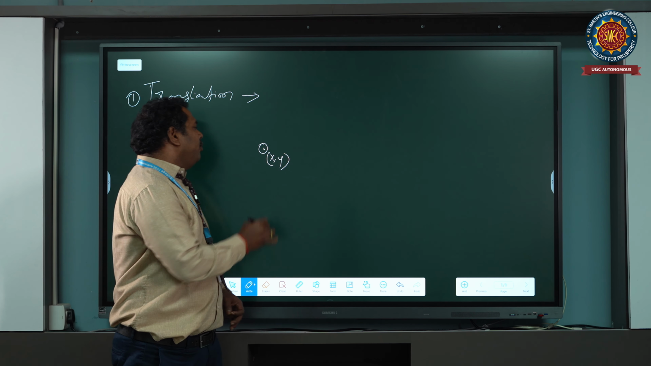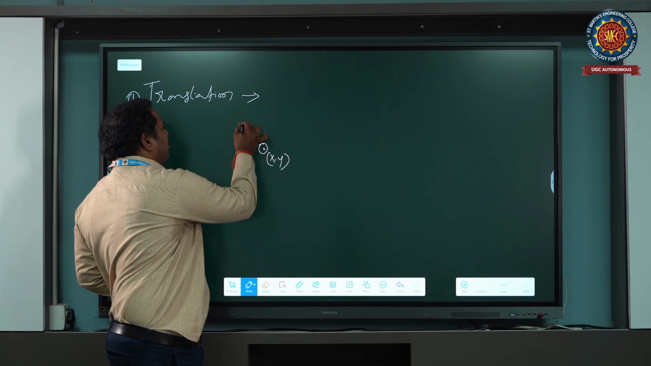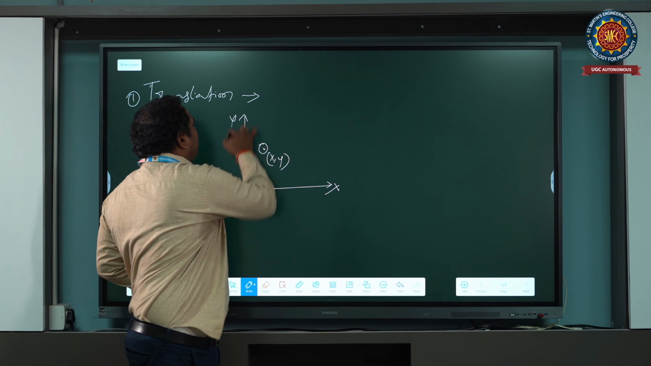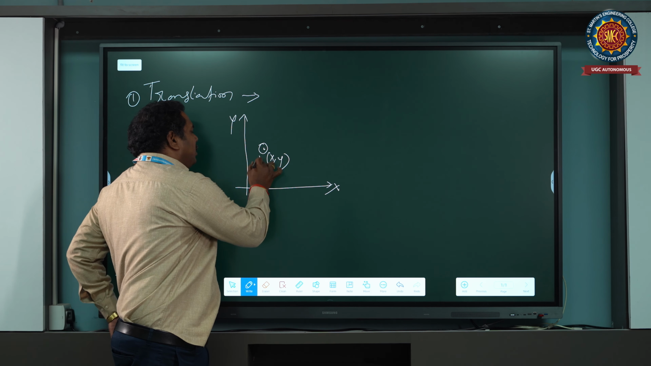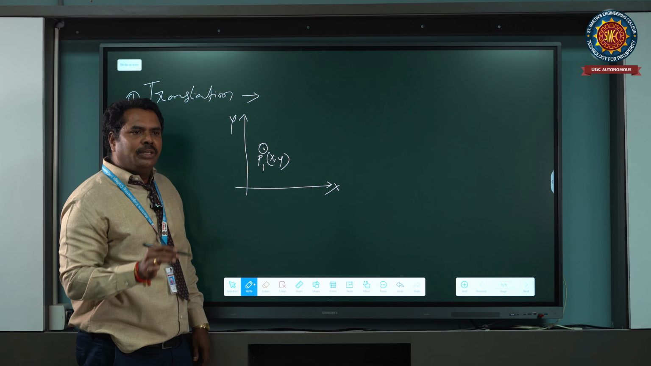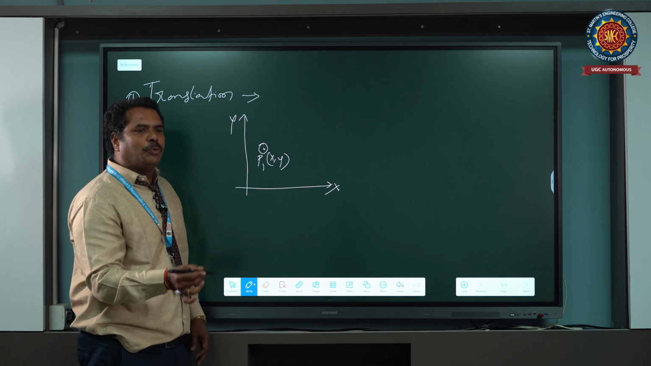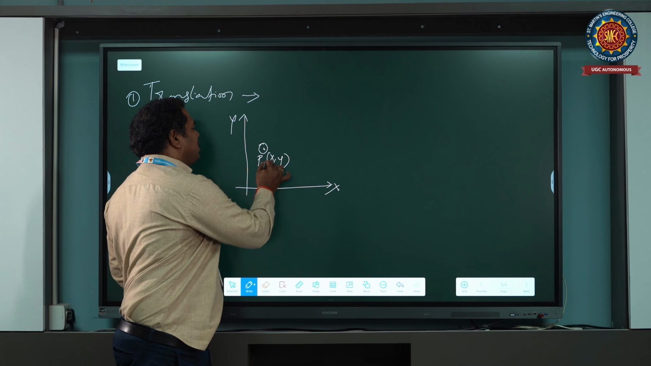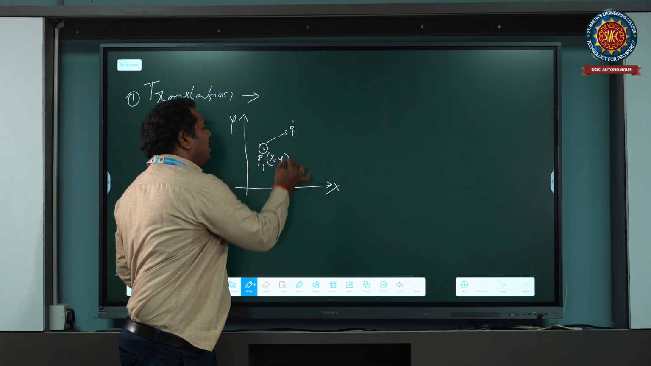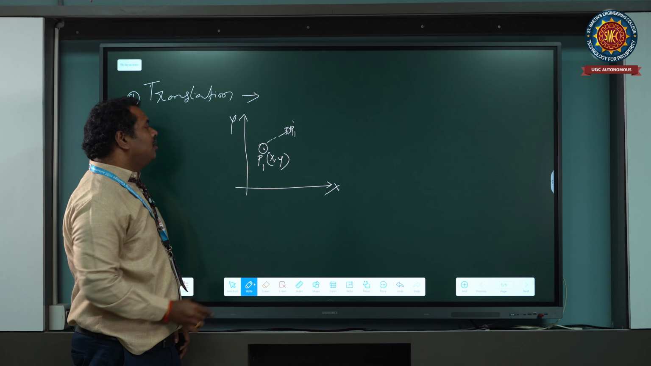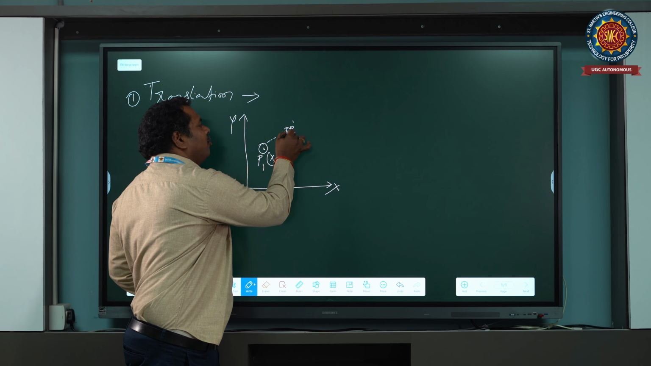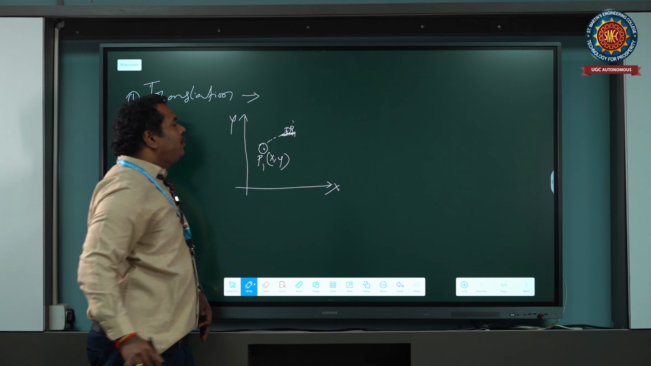Using this point, you perform the operation. Initially, there are the x-axis and y-axis. The point P1 is the original position at a particular location. I want to translate the object from one position to another position. The new point is P1 bar. Observe the original position of P1 here, and the new position of P1 bar here.